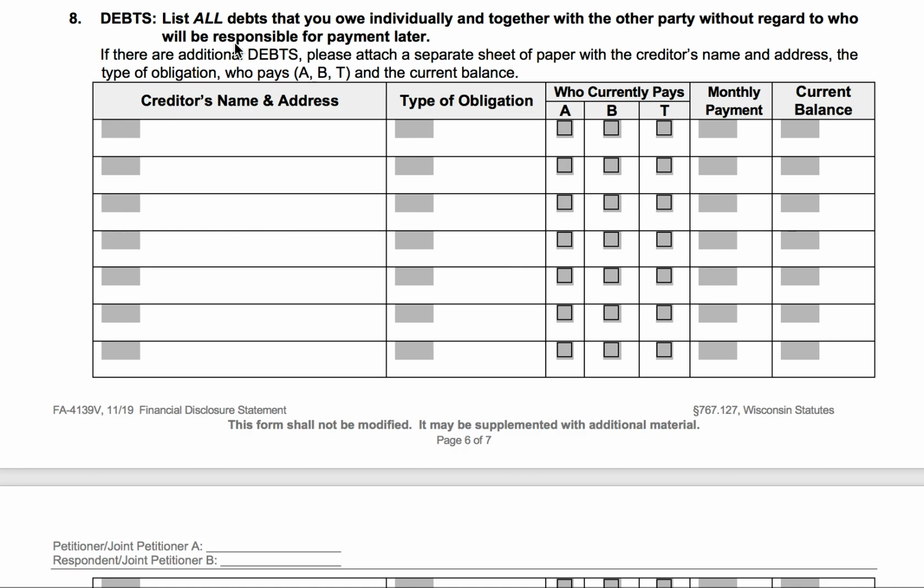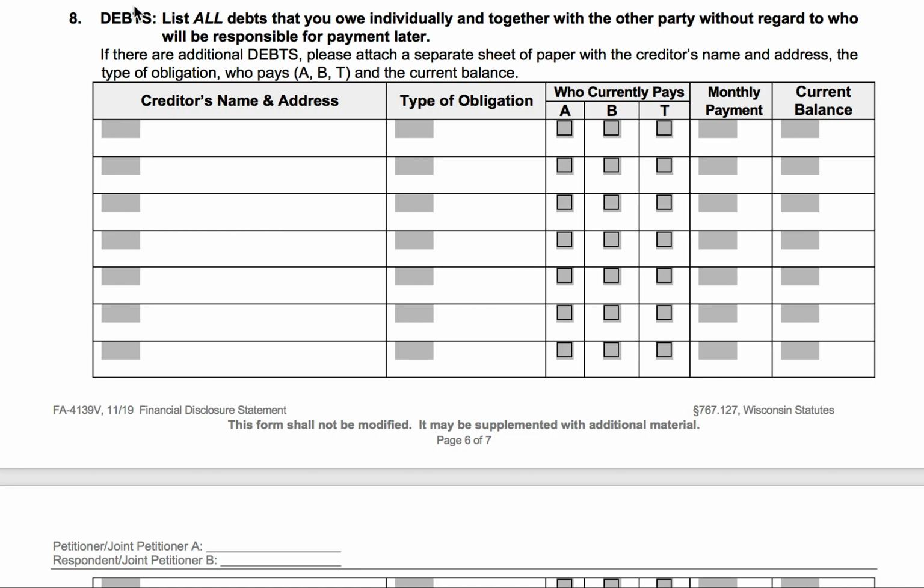You can get brief legal advice for free here in Milwaukee County through the Marquette Volunteer Legal Clinics. If you're not in Milwaukee County, you can contact your clerk of court to find out what resources are available in your county. All right, so let's get into this.